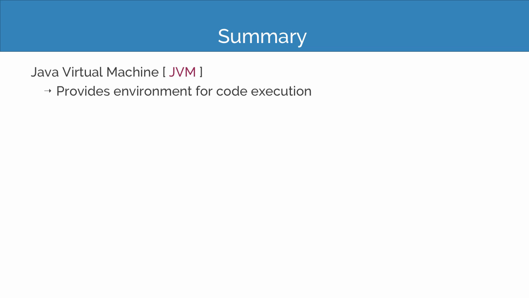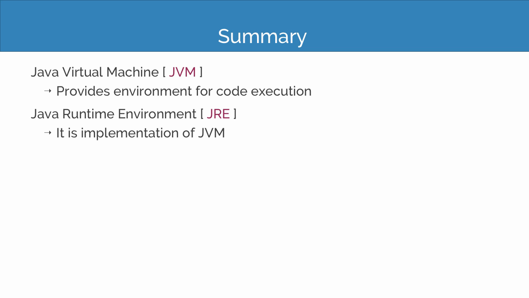And now at the end, let us summarize this video. In this video we learned about the JVM, that stands for the Java Virtual Machine. It simply provides a virtual environment for the code execution, and then we can run our game or any other Java application. Next comes the Java Runtime Environment, abbreviated as JRE. The JRE is basically the implementation of the JVM, that simply uses the JVM and also a set of libraries to run our application.